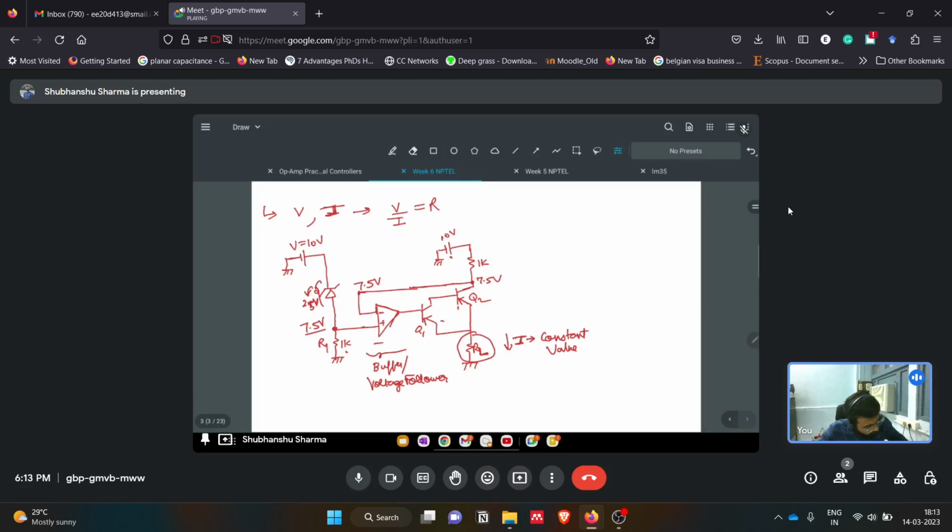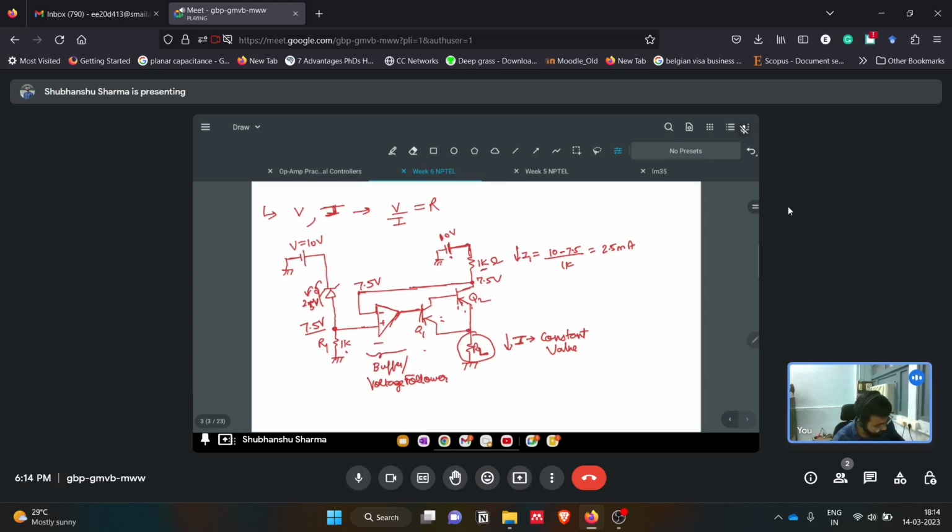Now we have applied one 10 volt battery here also. So what will it do? Here 10 volt is there, and we have maintained 7.5 volt at the other terminal of this 1k ohm resistor. So the current flowing here, I1, will be 10 minus 7.5 divided by 1k. It will be 2.5 milliampere. This is the current flowing through the 1 kilo ohm. Now we have used two transistors here. This op amp will drive these two transistors into active mode, and we will see a current flowing through this RF.